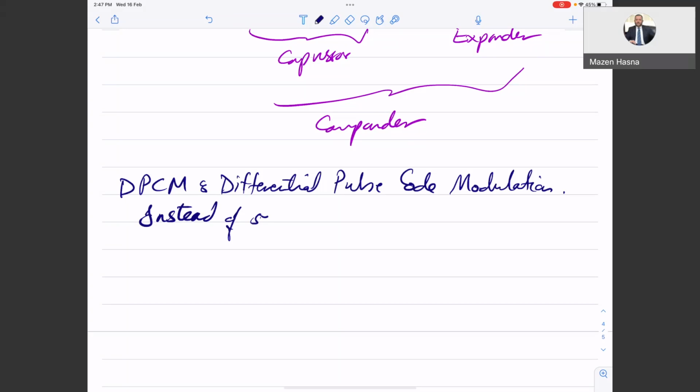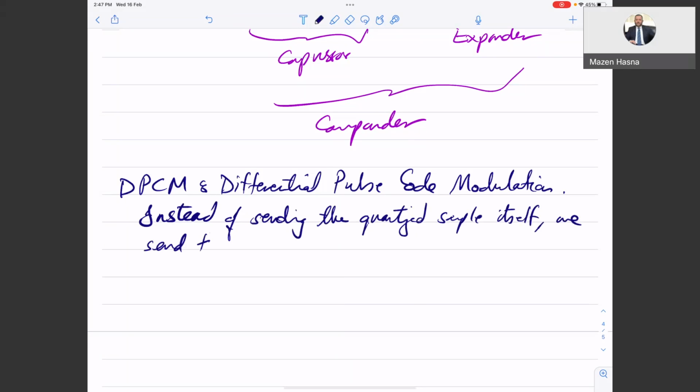So instead of sending the quantized sample itself, we send the difference between two samples. No, we quantize. We take the difference and then quantize. Okay? The range is very small.